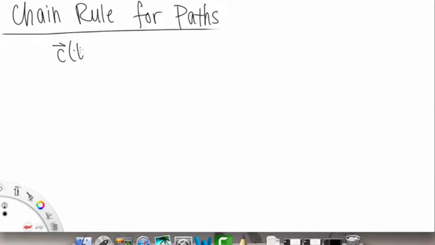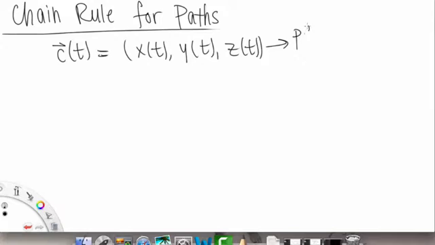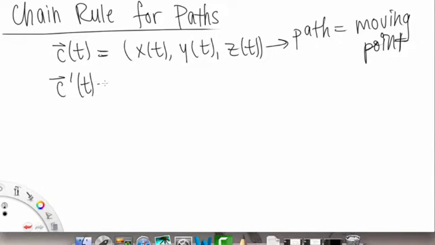We're going to define a path as some kind of c of t, and that is an arrow, so this is a vector valued function. So this is going to be x of t, comma y of t, and z of t. You can think of a path as a moving point, not as vectors attached to it, but more or less just a point moving along. The derivative of that would then be x prime of t, comma y prime of t, and z prime of t.